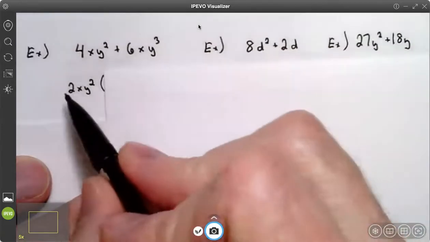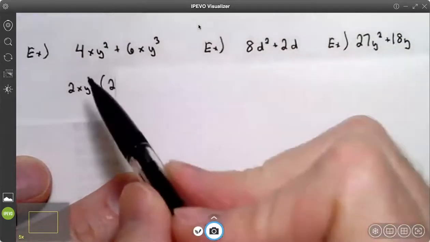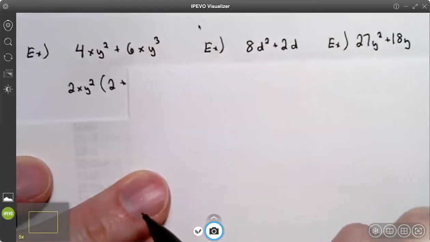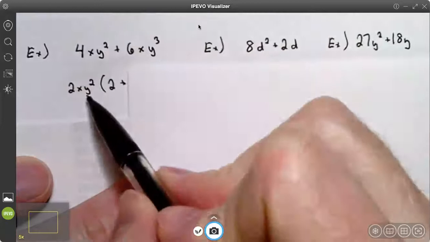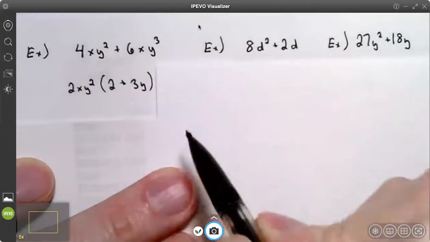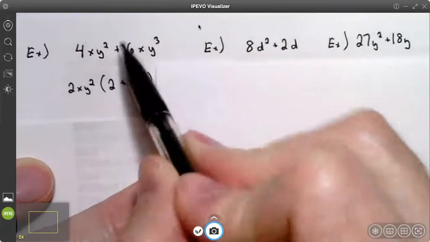What's left? 2 times 2 is 4. I took the x out and both the y's, so that's all that's left in the first term. In the second term, I took the x out and 2 of the 3 y's, so I'm left with 1 of the y's, and 2 times 3 is 6. If you distribute, you'll get the question.